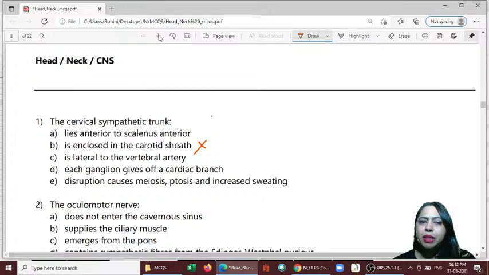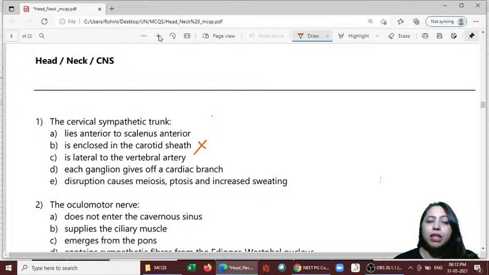Scalenus anterior muscle. Now, all these scalene muscles, there is a scalene tubercle. So scalene tubercle in front of it, and behind it is the subclavian vessels, not the scalene. And then it is lateral to the vertebral artery. So what is this lateral to the vertebral artery? Lateral to the vertebral artery is also not correct. Next you have each ganglion gives off a cardiac branch. Now, is this the right answer? Each ganglion gives off a cardiac branch.